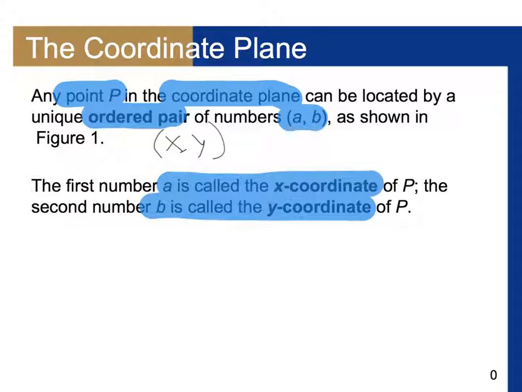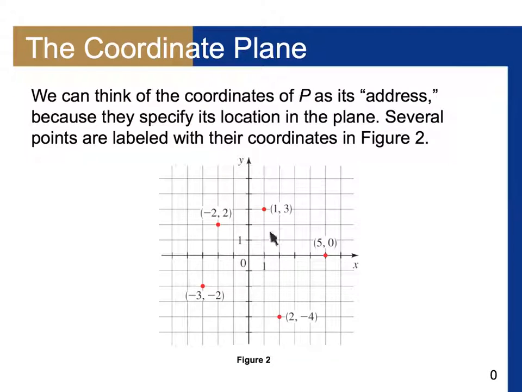Okay, so if we look at a point P in the coordinate plane, any point, we use an ordered pair to represent that. We use A comma B, where A is our x coordinate and B is our y coordinate. We have to use two numbers because we have a left and right component, which is the x, and then an up and down component, which is the y, to get us anywhere on this coordinate plane. You can think of these coordinates of a point as its address. It tells us where it's located.